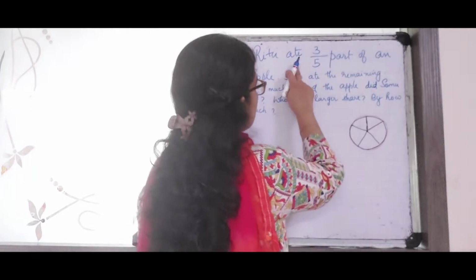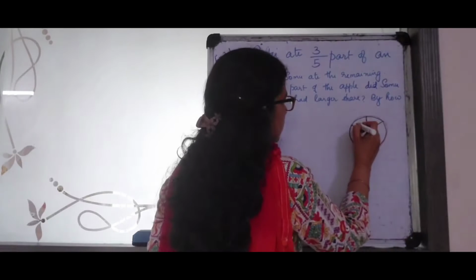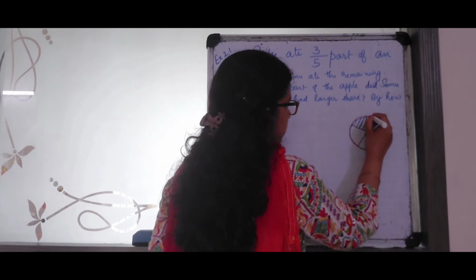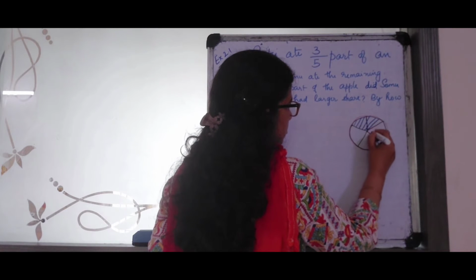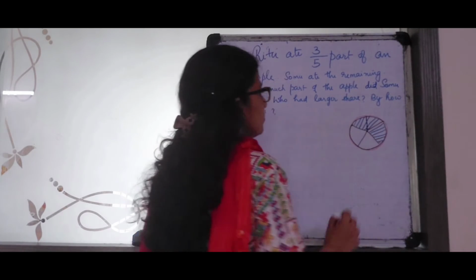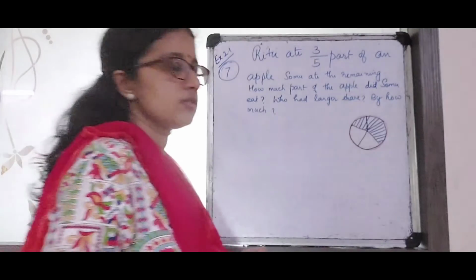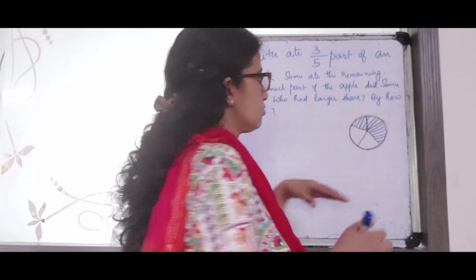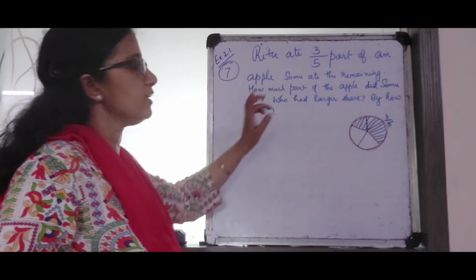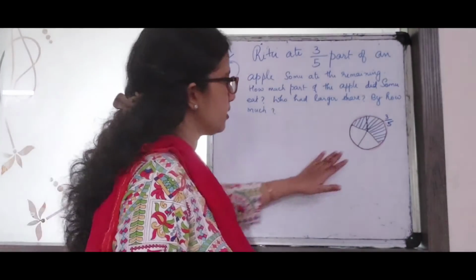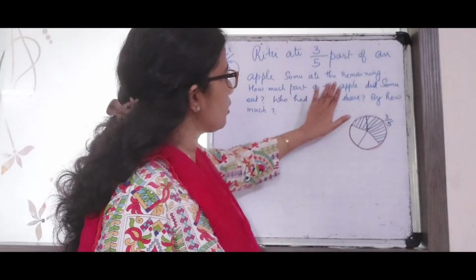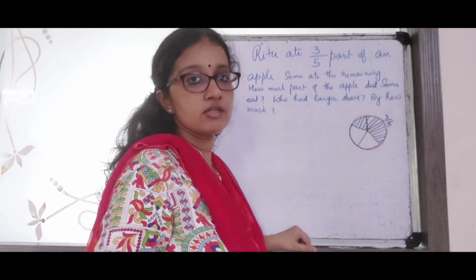So how much did Ritu eat? 3 by 5. So let's assume this is the part which Ritu ate. So this is 3 by 5. Somu ate the remaining. So the remaining part was eaten by Somu. How much part of the apple did Somu eat?